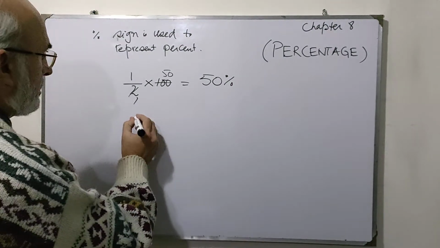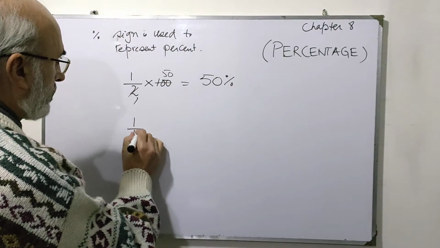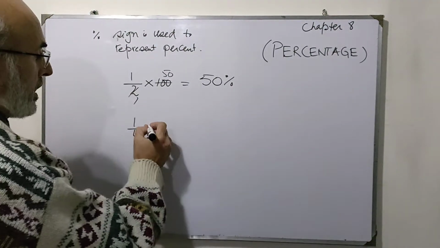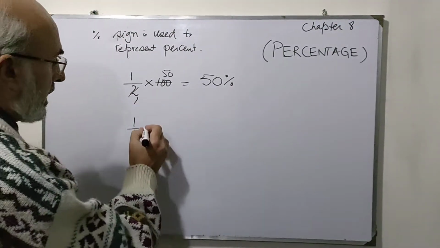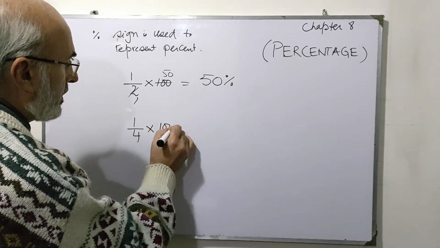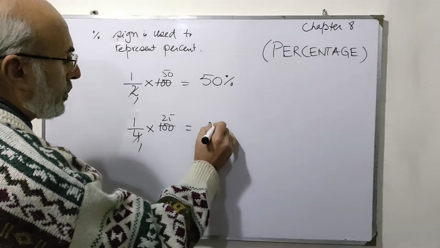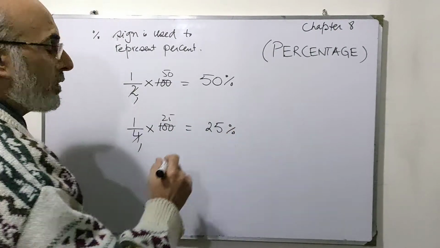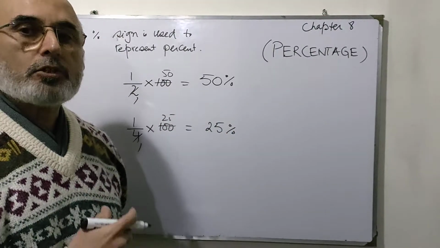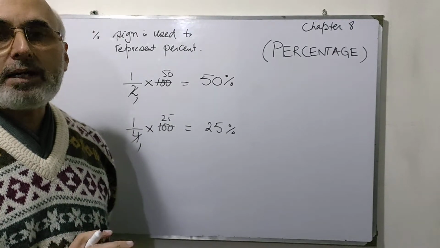Let's take another fraction, 1 over 4. Now to convert it to percentage, what are we going to do? Multiply by 100. 4 ones are 4, 4 twos are 25. So what is it? 25%. So to convert any fraction to percentage, we multiply by 100.